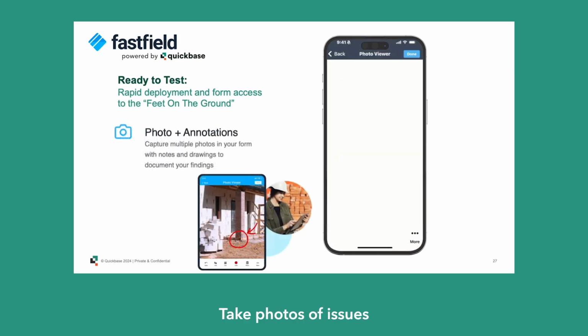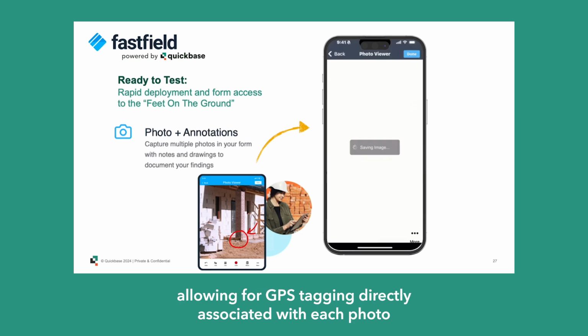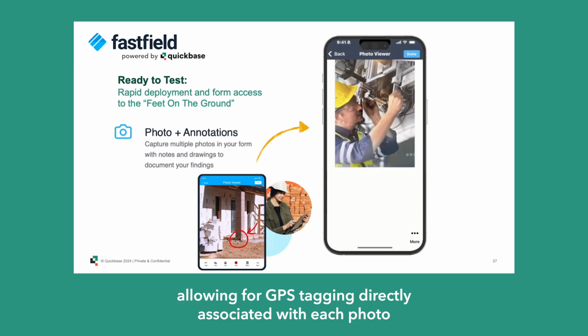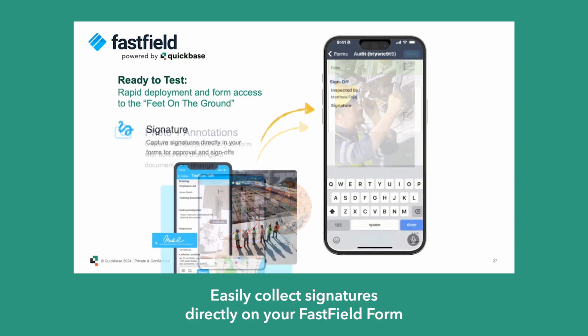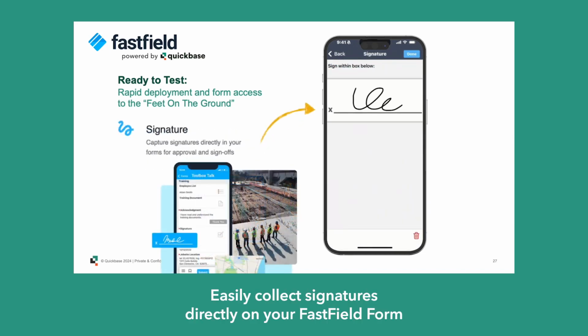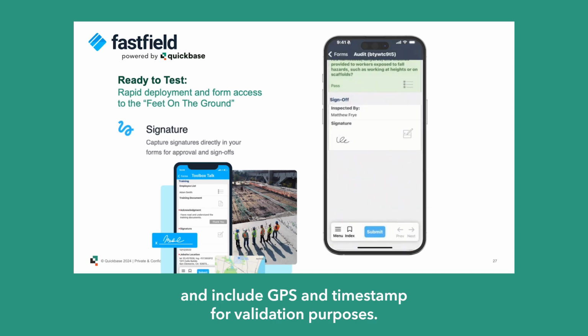Take photos of issues and annotate on the photos, allowing for GPS tagging directly associated with each photo as it's captured. Easily collect signatures directly on your FastField form and include GPS and timestamp for validation purposes.